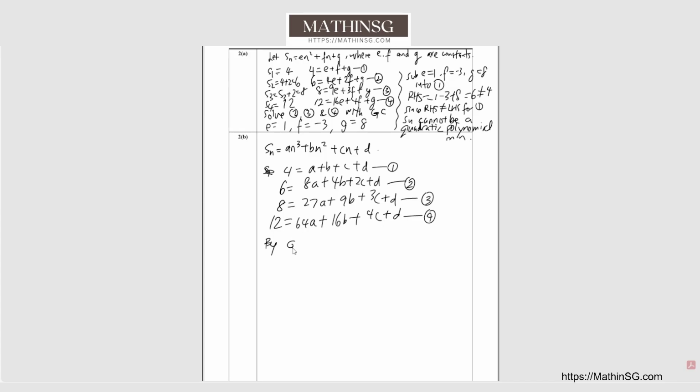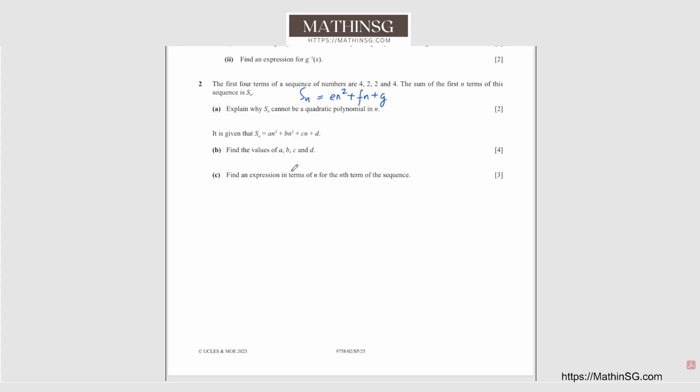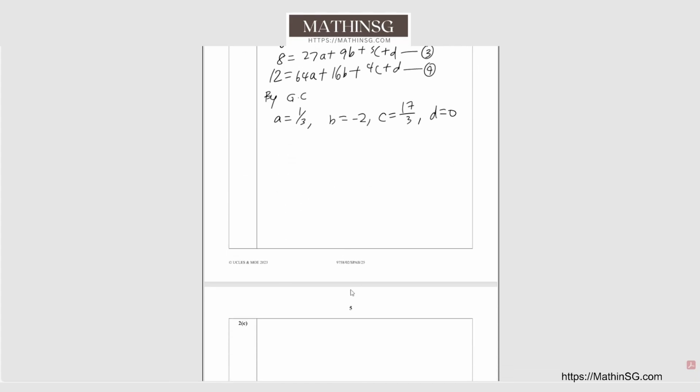Then by GC, we know that a equals 1/3, b equals minus 2, c equals 17 over 3, and d equals 0. So we have found the values of a, b, c, and d. Next, you're asked to find an expression in terms of n for the nth term of the sequence. From part 2b, we know that Sn is equal to 1/3 n cubed minus 2n squared plus 17 over 3 n. So we want to find the nth term, right?